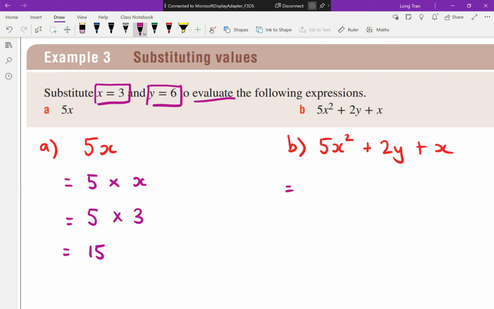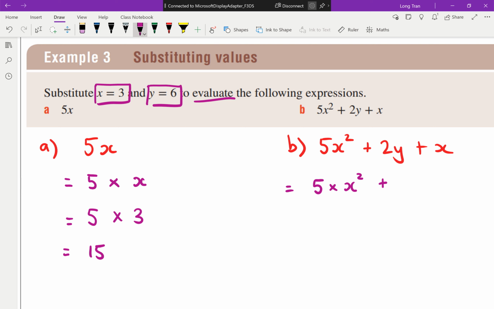5 next to the x squared. What does 5 next to the x squared mean? What's happening between the 5 and the x squared? It's timesing. Very good. So I want you to write it out. Be very clear with your working solution. It's 5 times x squared plus, now 2 next to a y.